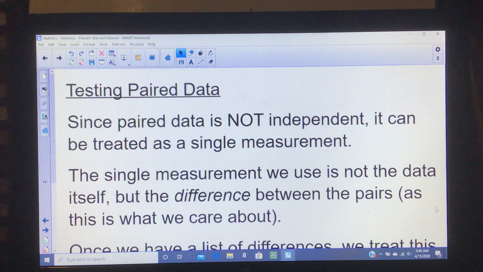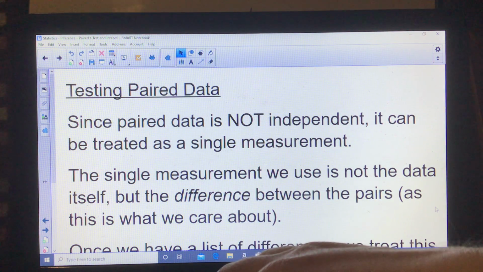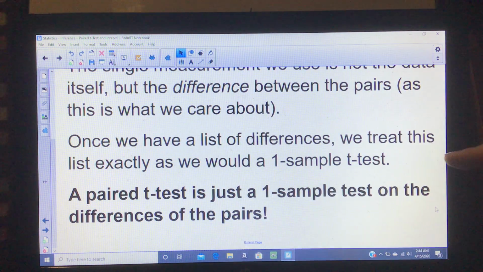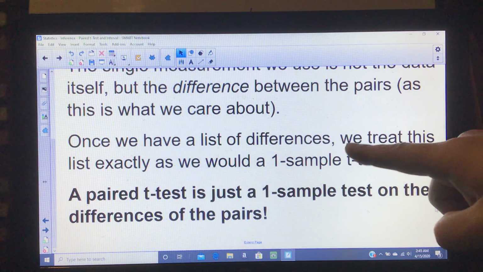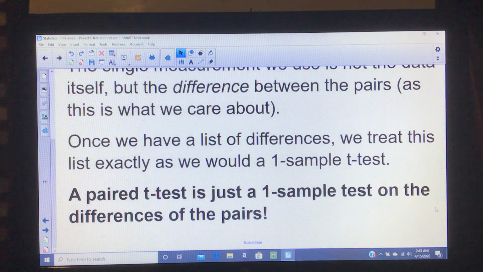Each one of those pairs will create one data point, the difference between them, and then we'll make a single list of those differences. So this makes a single list of data, so we're going to treat it like a one sample procedure. I put this in terms of tests, but this is true of intervals as well, confidence intervals. Once we have our list of differences, we basically have one data list now. We treat this list as if it was a one sample t-test, or if we're making an interval, we would do a one sample t-interval.